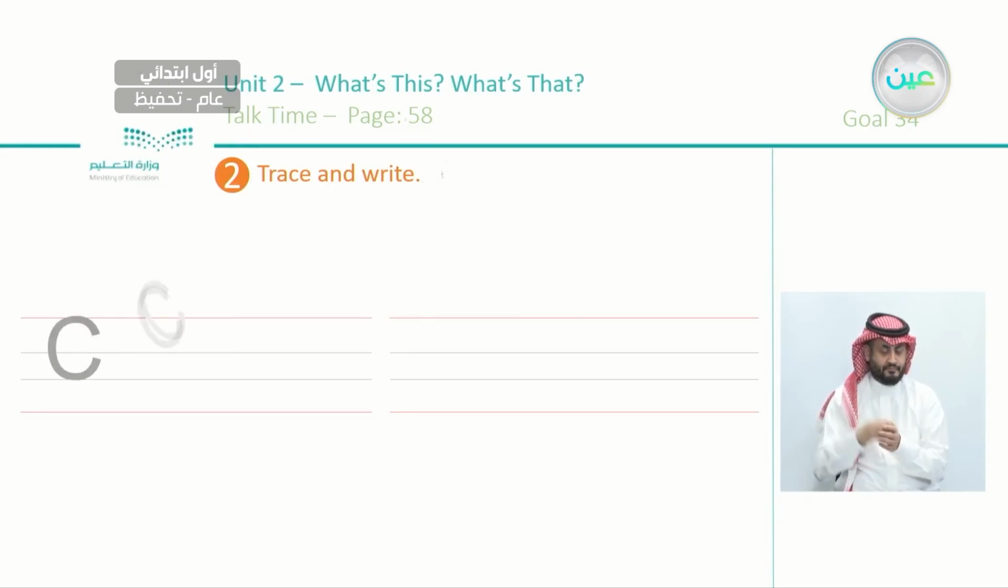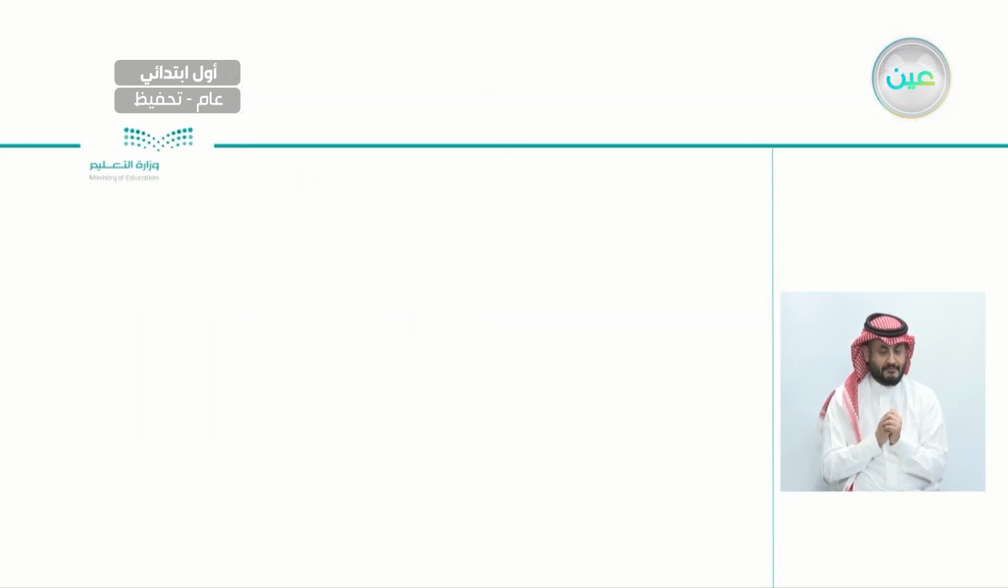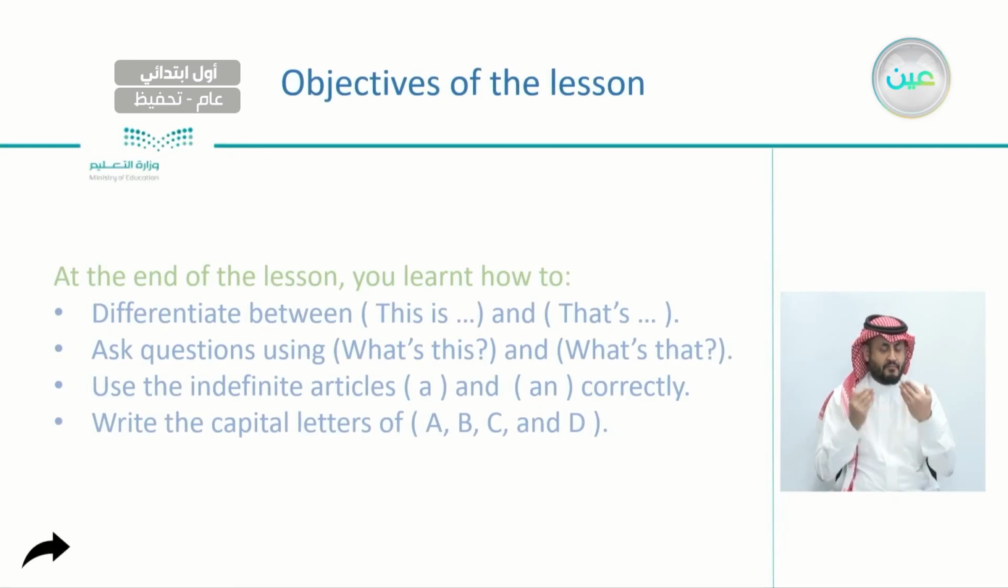So we have now C, capital C, like this. Okay, let's write it 2 more times. C and C. Okay, so this is capital C. And after that we have D. Okay, capital D like this. Again, let's trace. Now let's write 2 more times. D and D.